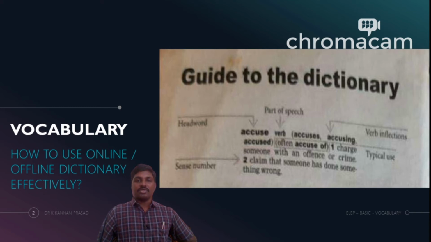You say accuse of, right? So whenever the word often is used within brackets, it means that typically, or very frequently, the word accuse is used with the word of. So you are always using the word accuse as accuse of.